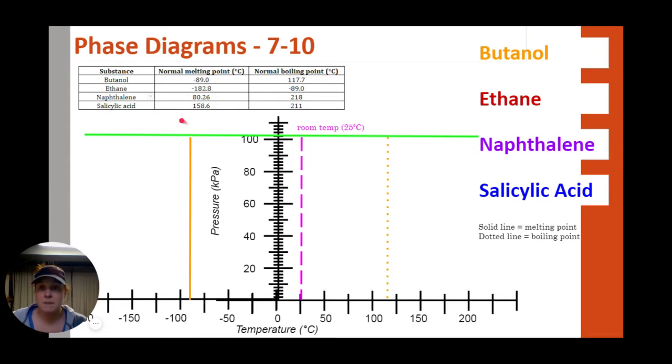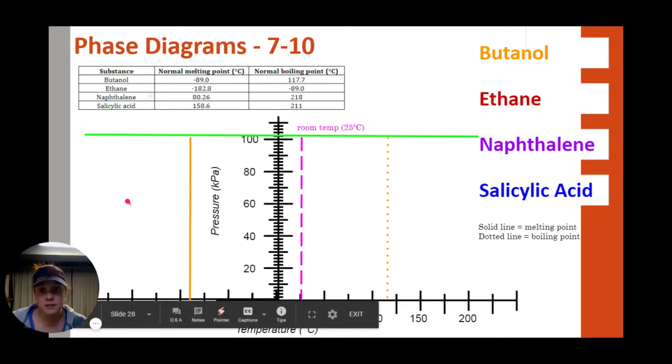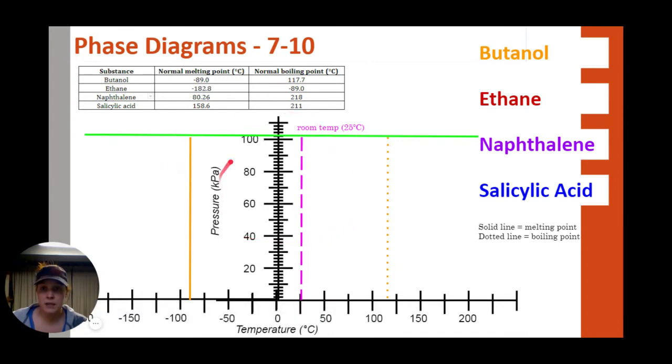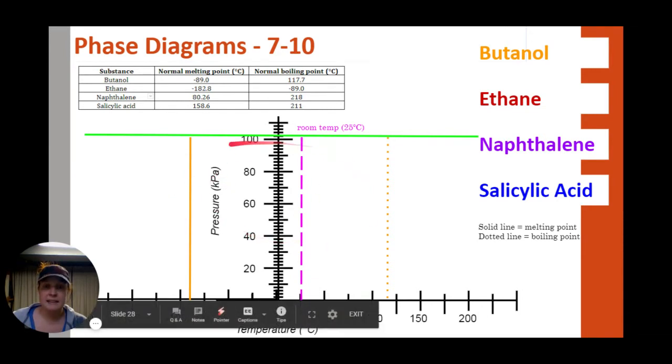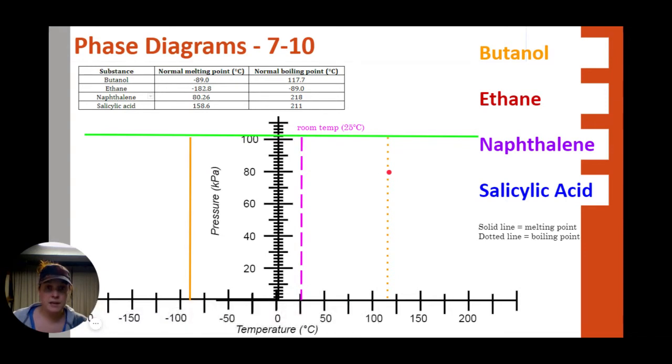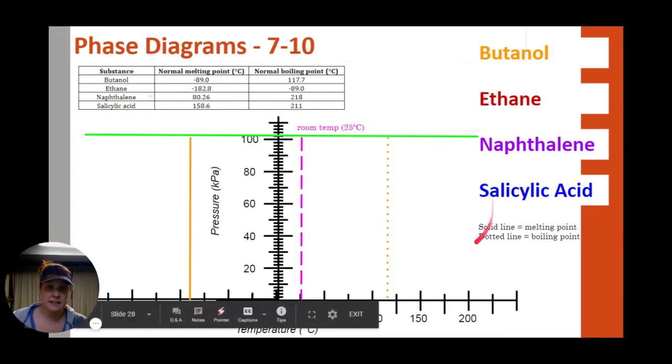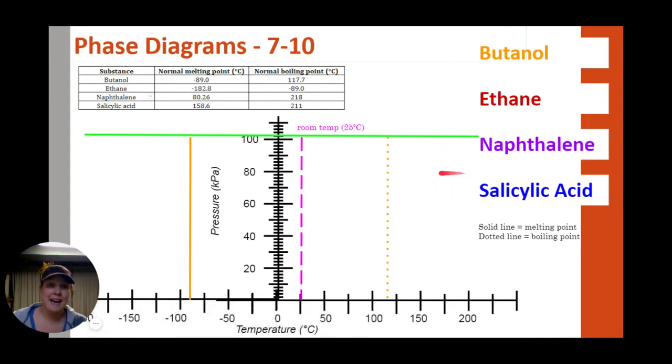Now, I know that anywhere to the left of the melting point, I'm going to be a solid. If I'm to the right of the melting point, I've melted from solid to liquid, so it's going to be a liquid here. And anywhere to the right of the boiling point, the dotted line, would be going from liquid to gas, so this would be a gas. So at room temperature, 1 atm, butanol is going to be a liquid.